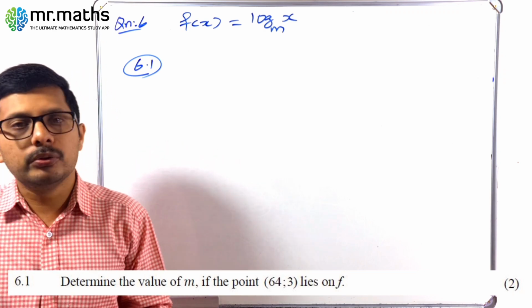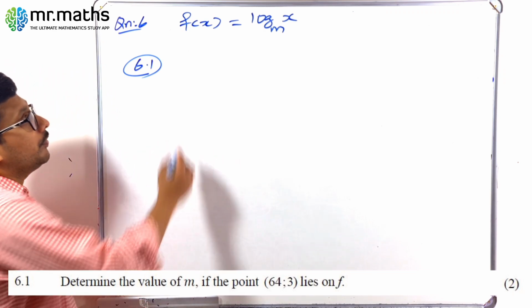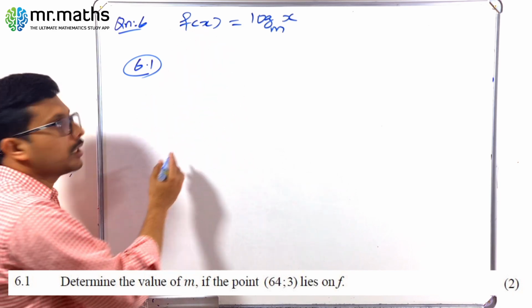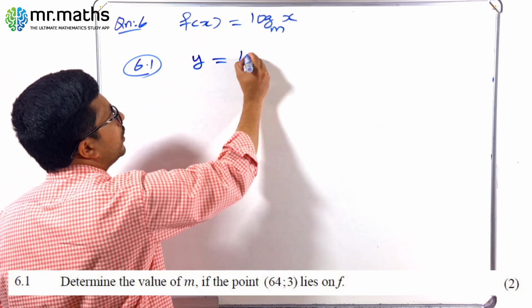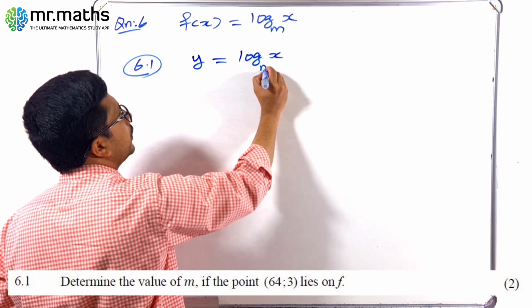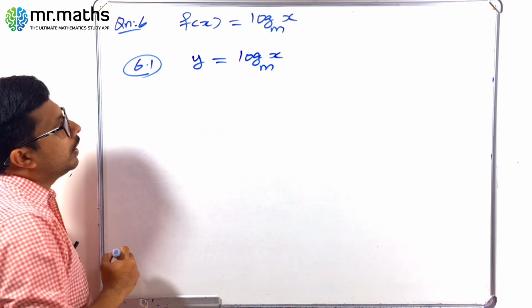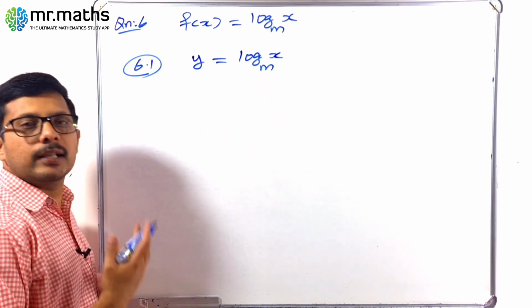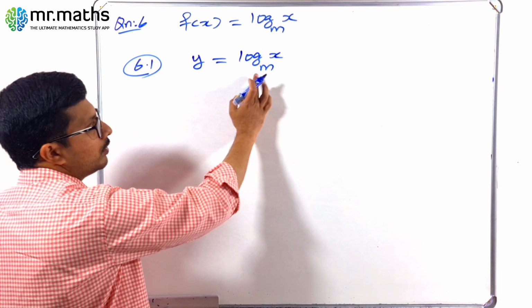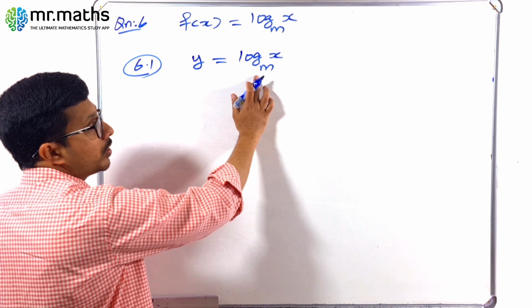So what do you have to do here? First we know that this f of x is the same as y. So y is equal to log x to the base m. Now how can we write this in exponential form? You know, when you studied the logarithmic rules, you studied that one.